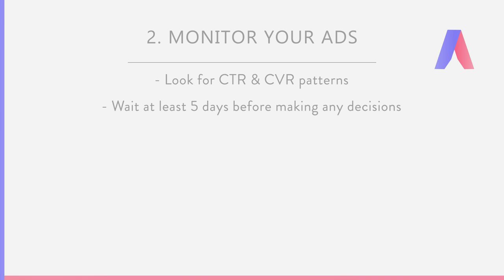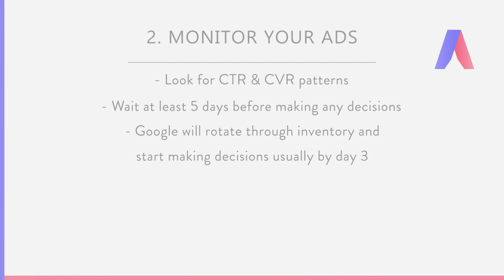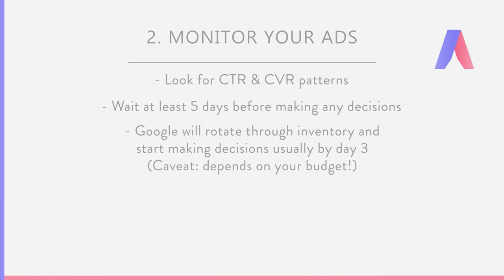But my point is you need to wait 5 days because of the sheer volume of placements, and Google needs to go out and test on placements, just like we're testing ads and landing pages on our side. Google is testing things on their side when it comes to placements, click-through rate and conversion. So wait at least 5 days before you start looking at your ads. I know it's going to take some fortitude, but it's something you really have to do. Like I said, Google will rotate through inventory and start making decisions. Usually by day 3, if you've got a fairly decent budget, you start to see Google starting to favor a specific ad.